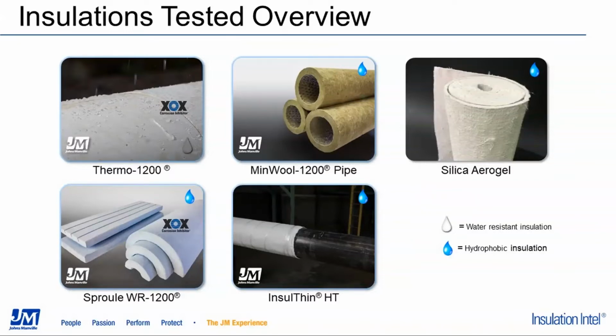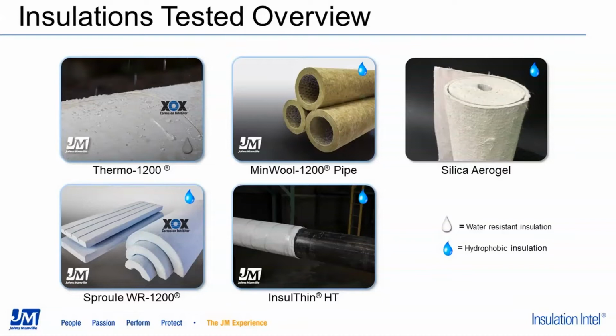It's an expanded perlite insulation. Like the Thermo 1200, it's a rigid insulation, slightly lower compressive and flexural strength, but unlike the Thermo 1200, the Sproul WR 1200 is considered to be hydrophobic insulation, and it also contains the JM-XOX corrosion inhibiting chemistry.